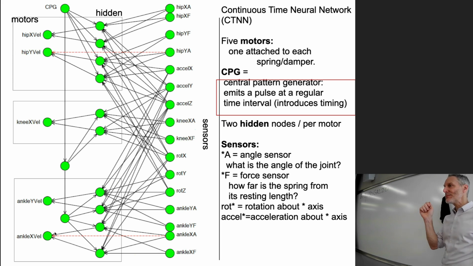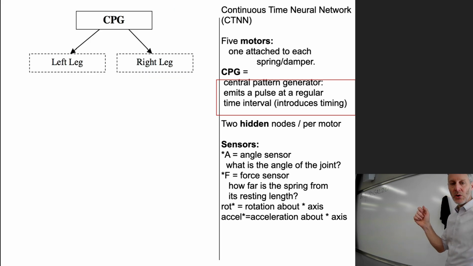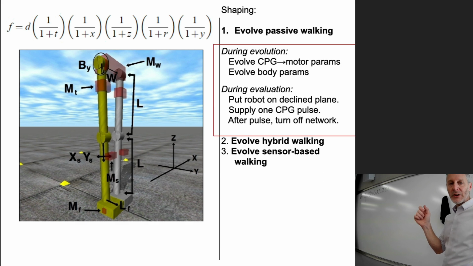They're going to let the CPG emit 1 pulse. They're going to allow the CPG to emit 1 pulse to 1 leg in the first time step of the simulation, and then turn off the CPG. So this robot is a little bit hybrid. There's a little bit of a pulse right at the beginning.